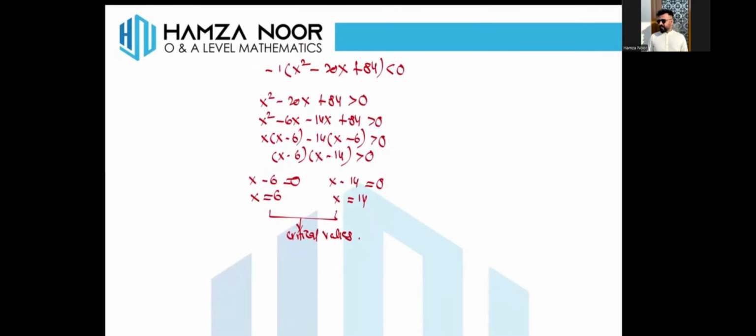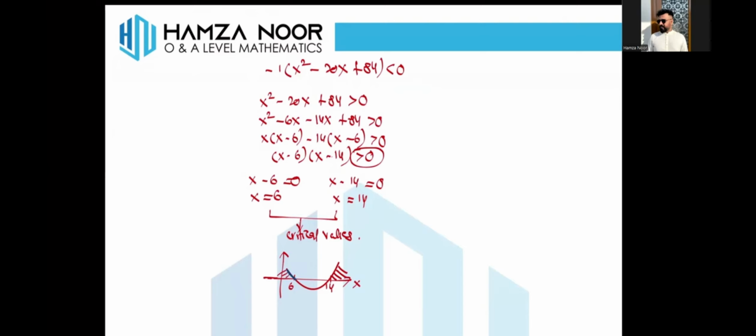In order to solve quadratic inequalities, you always need to sketch the quadratic graph. Okay, so x is equal to 6 and x is equal to 14. Since the coefficient of x square is positive, the quadratic graph would be a U-shaped graph, meaning the least turning point graph. And the inequality is in the form greater than 0, meaning the region which is above the x-axis, bounded by the quadratic graph and the x-axis. Or you can simply say the part of the quadratic graph which is above the x-axis.